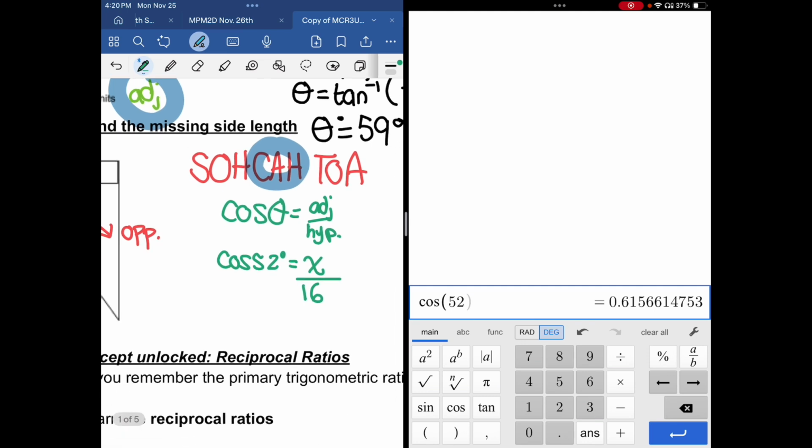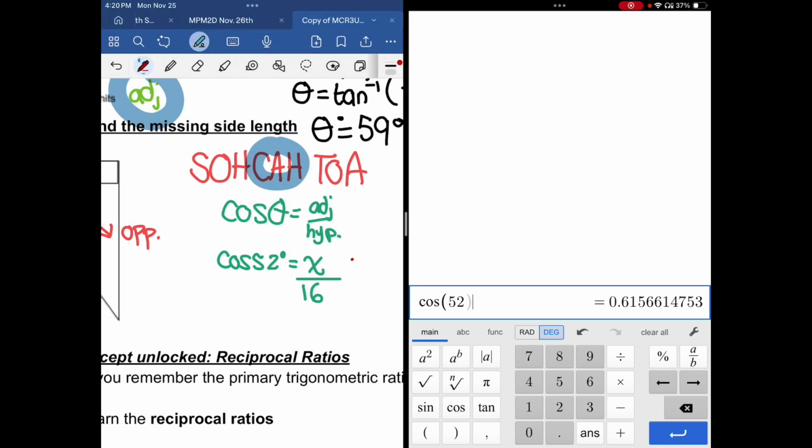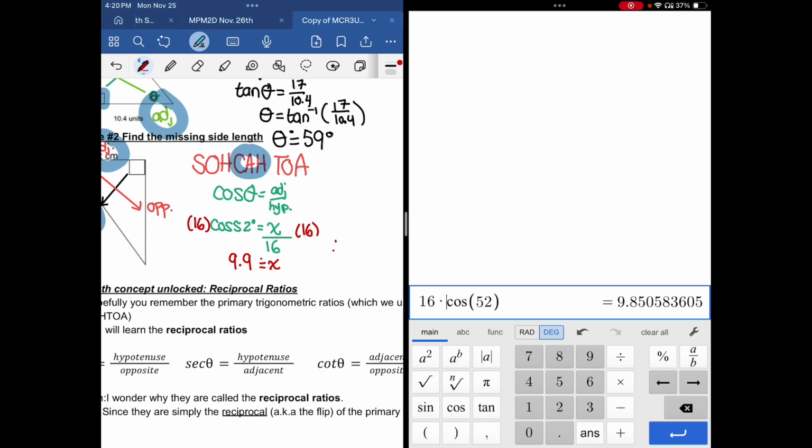So to isolate for x, I want x by itself, so we can do that by multiplying 16 on both sides, which essentially means that I am putting into my calculator 16 times cos 52, which I'm sure you can see that. My x value, which will round to the nearest tenth, will be roughly 9.9. Since we were using the measurement of centimeters, therefore my missing side length is 9.9 centimeters.